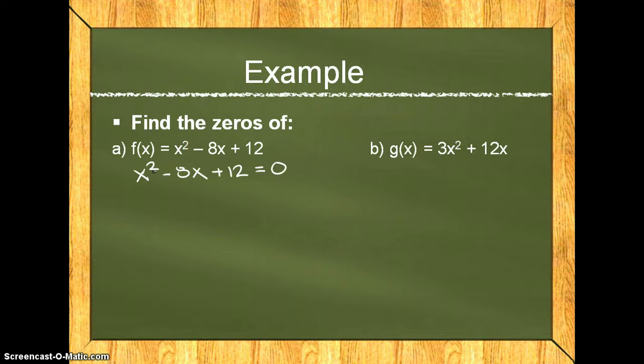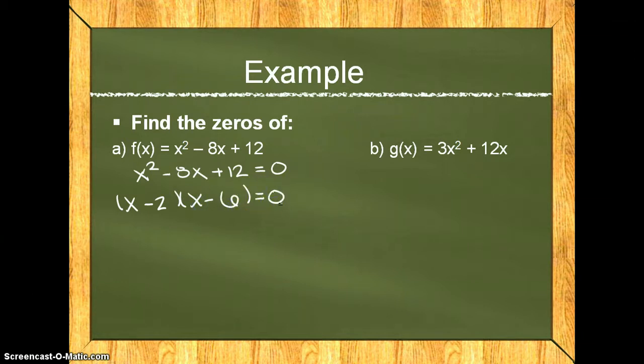Next is to see if there's a GCF that can be factored out. Between x squared, negative 8x, and 12, there is no GCF. So the next phase is to factor it, using any method that you can remember. So the factors are x minus 2 times x minus 6. Again, still keep it equal to 0.